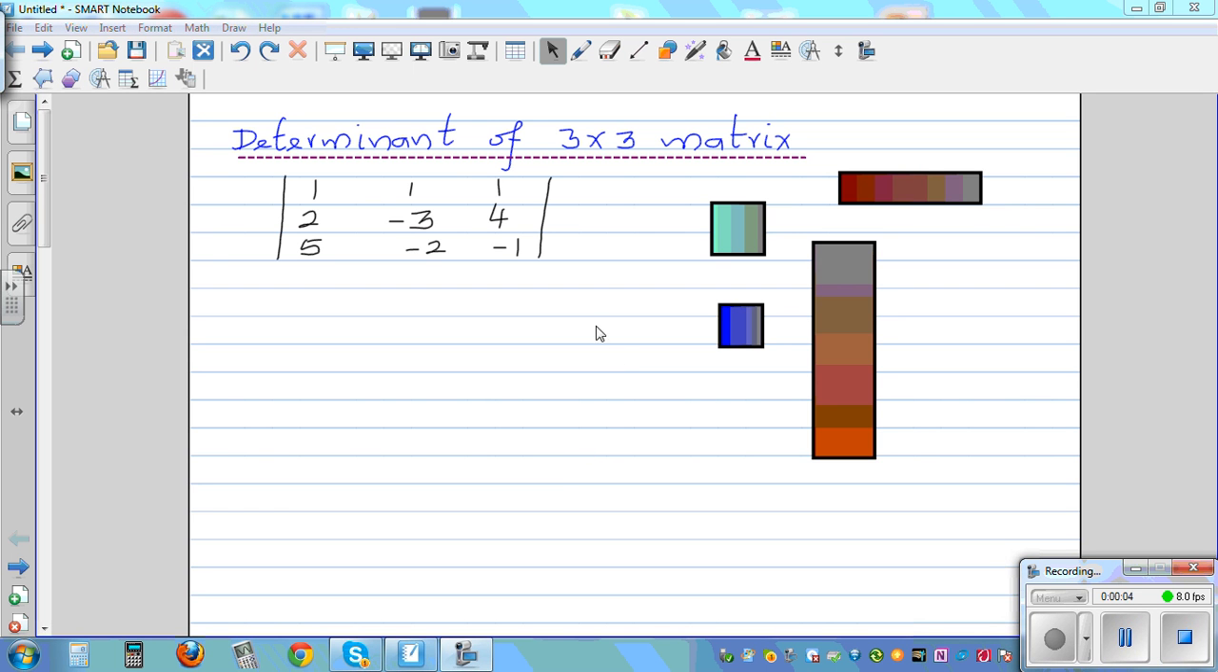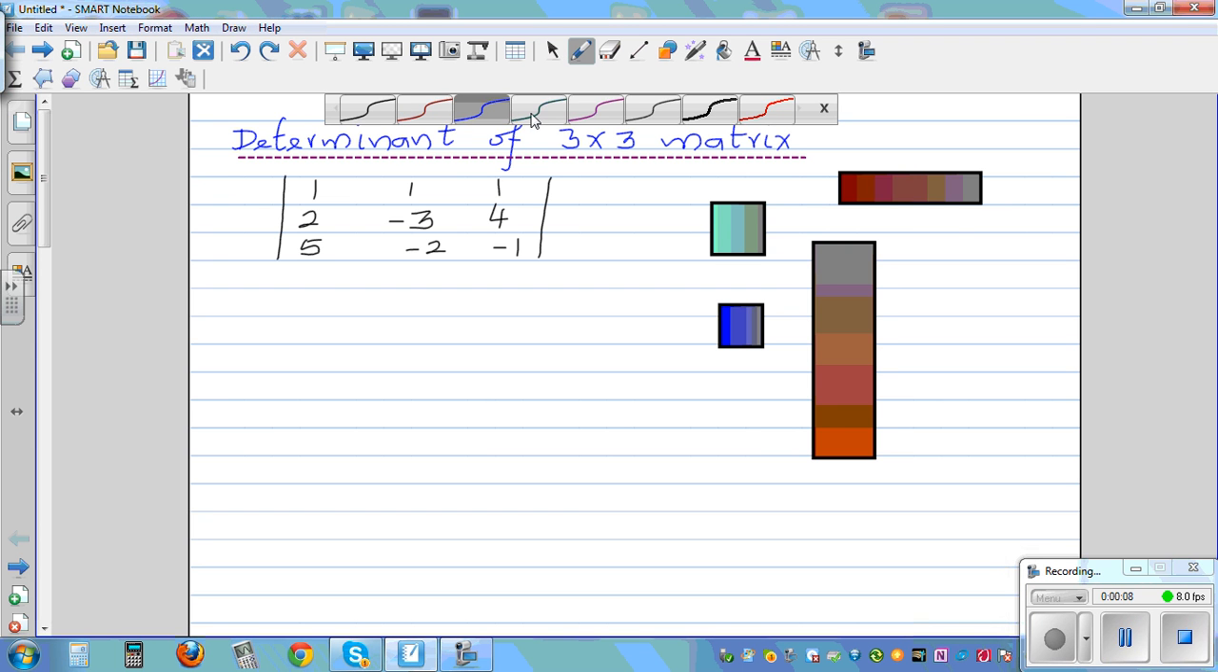Evaluate the determinant of this 3 by 3 matrix. So let me call this matrix A, and to find the determinant of A, this is the notation for determinant. So what you basically do is you multiply this element by the 2 by 2 matrix.